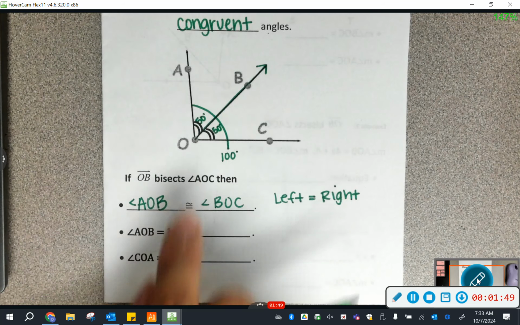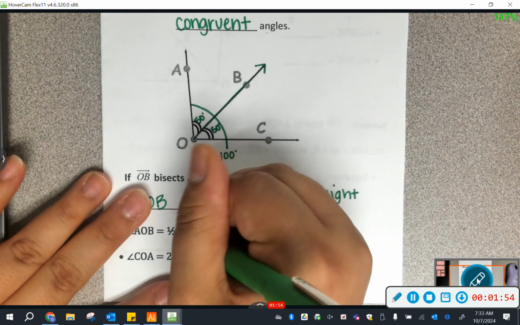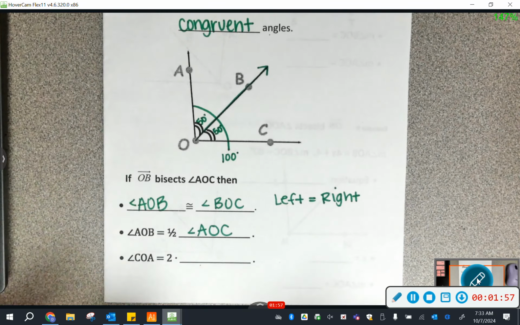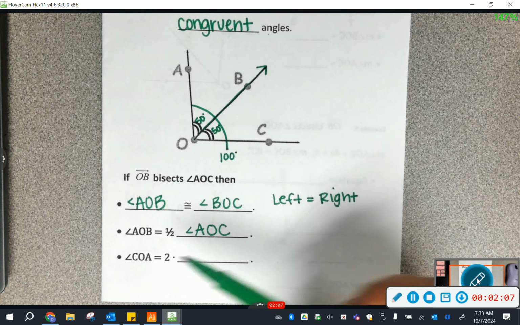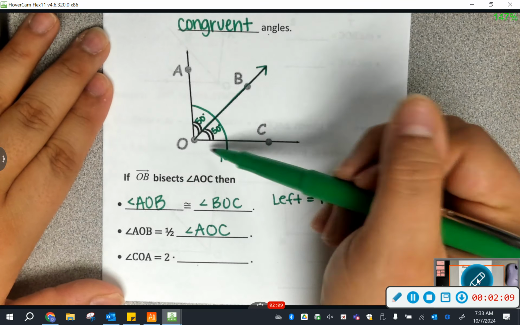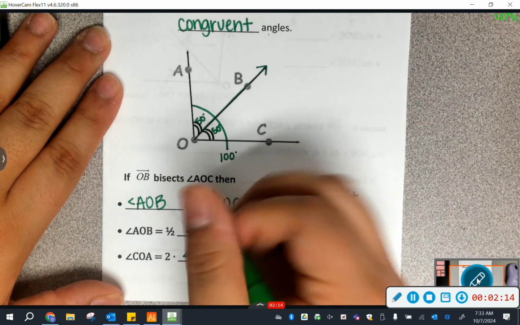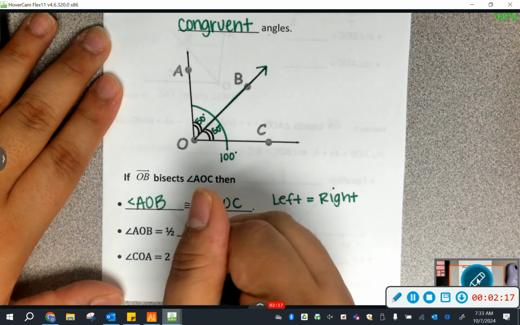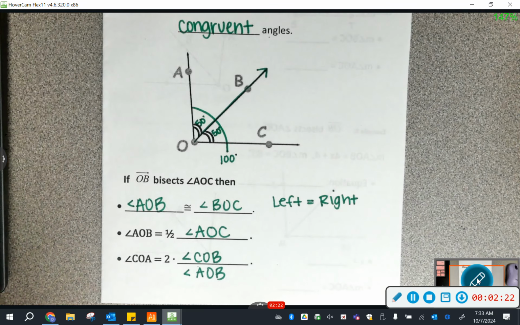AOB, this left side, is half of what? AOC, of your whole thing. So this 50 is half of the whole thing. What about COA? That's my whole thing. That is 2 times, you could do angle COB or angle AOB. It doesn't matter which one you choose. It is 2 times the inside angles.